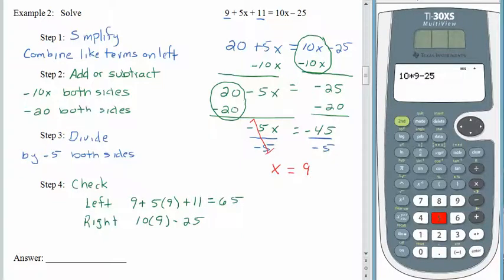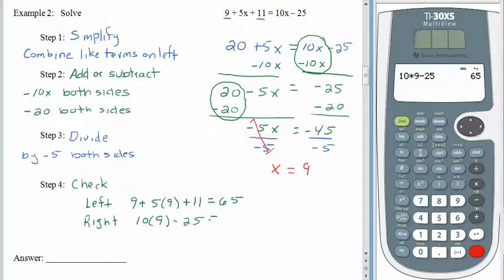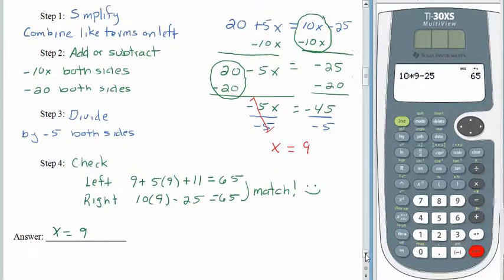Your work should look like this, and on our calculator, we get 65 again, which is exactly what we wanted. We want these to match. Yay! Smiley face. And if they do, we've found the answer. X is now equal to 9. All right, let's try a bigger one. Flip the page.